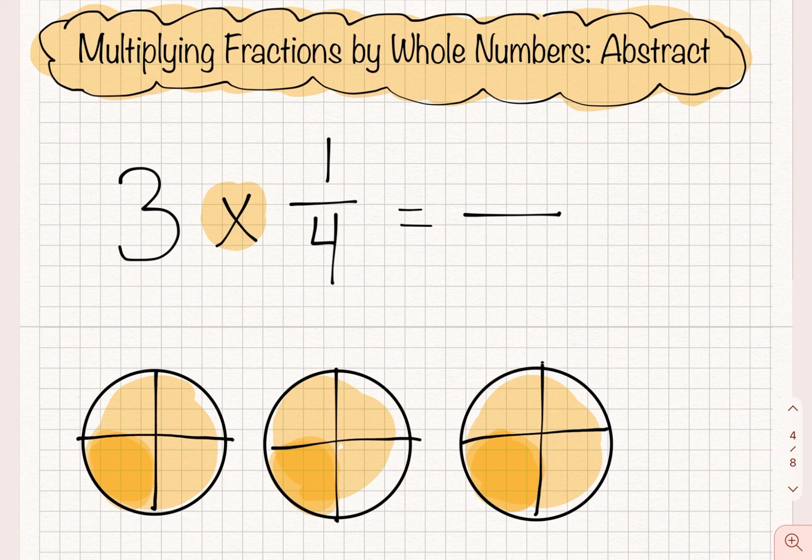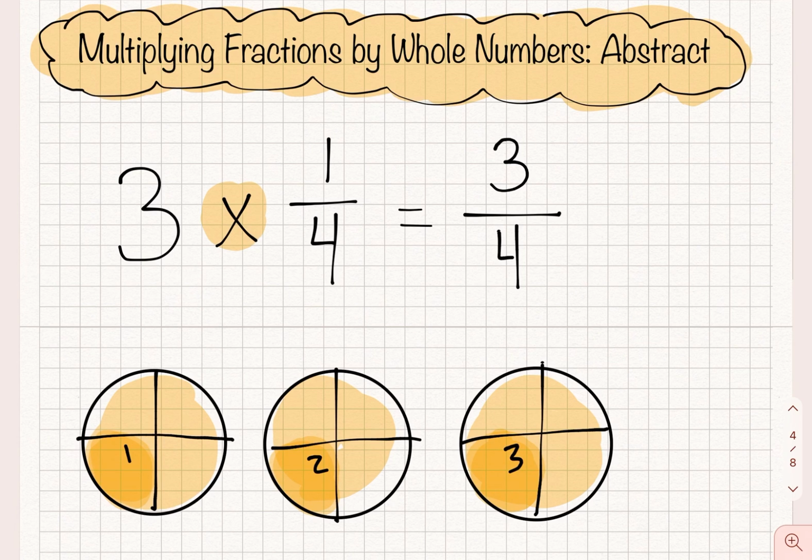And when we count these, we see that we have 1/4, 2/4, 3/4. That's how many pieces we have when we're done. 3/4. So if we use a model, it's pretty easy to see how we get 3/4. But how do we do that without a model? How do we get 3 times 1/4 equals 3/4 if all we have are the numbers? Well, let's take a look at what 3 wholes times 1/4 really means.